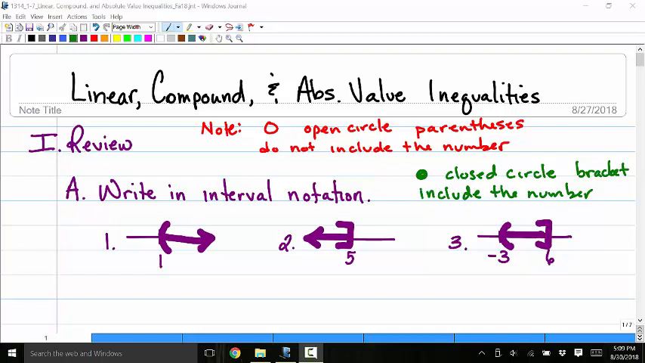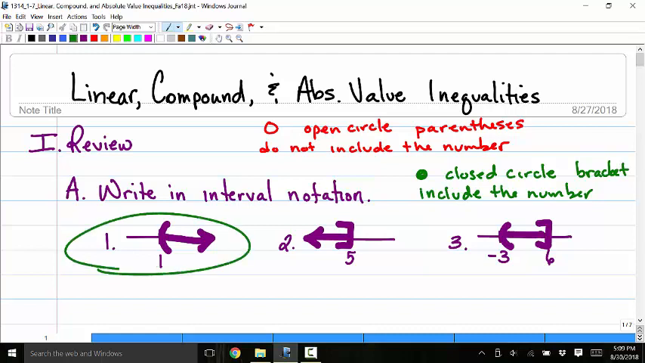In this next section, we're going to talk about linear, compound, and absolute value inequalities. Some notes that I've made up here. I want you to go from the graph of a line. I want you to give me that information in what's called interval notation.